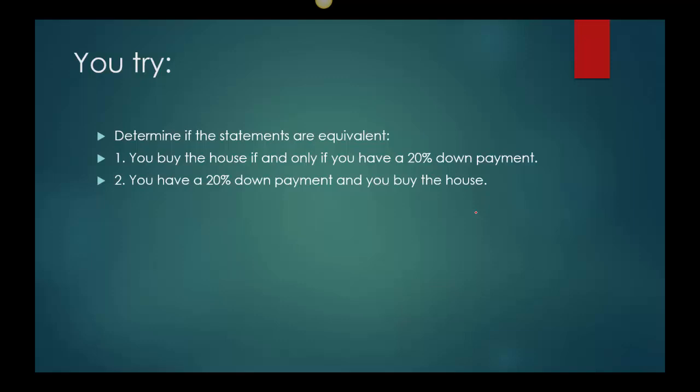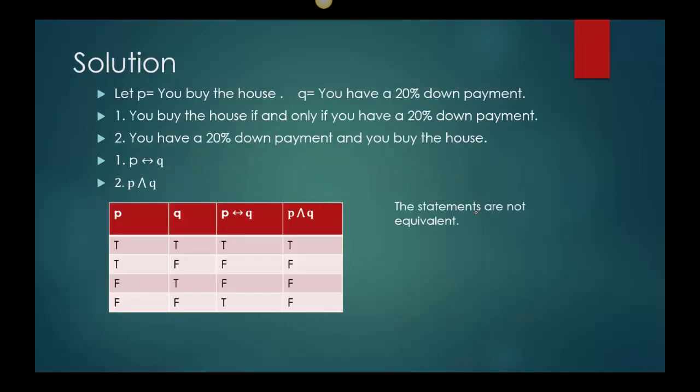All right, so I decided to let P be you buy the house. Q is you have a 20% down payment. My first statement, because it says you buy a house if and only if you have a 20% down payment, was P if and only if Q. The other one says you have a 20% down payment and you buy the house.